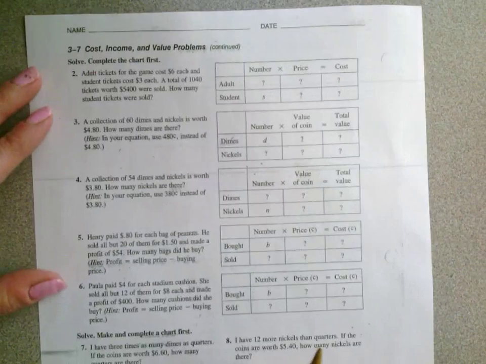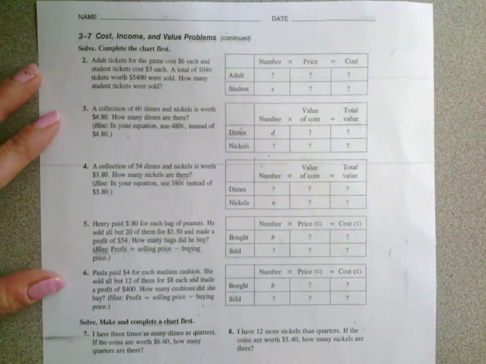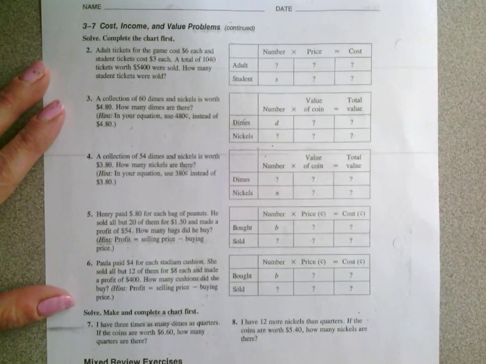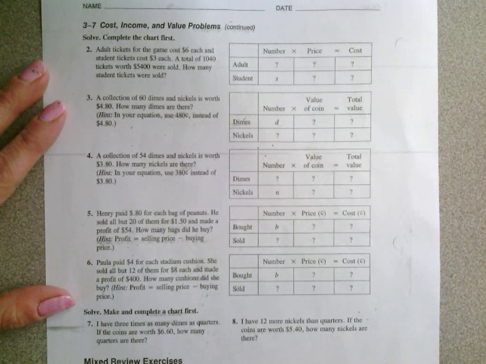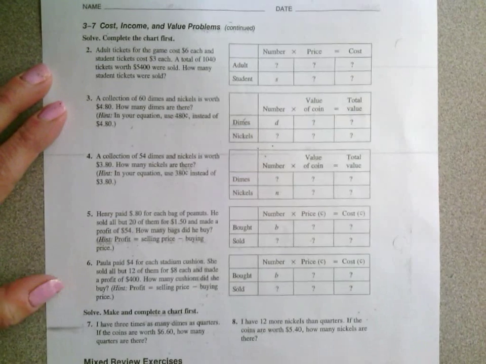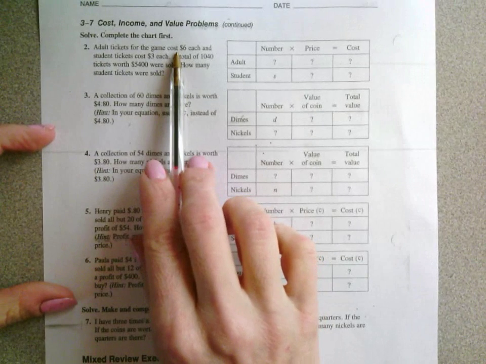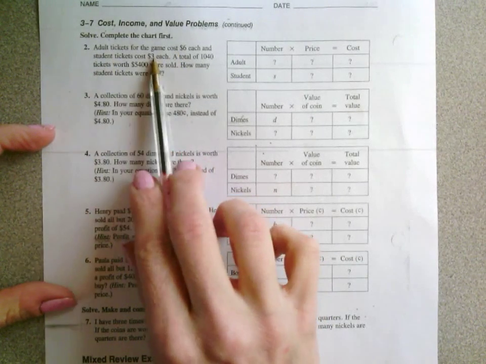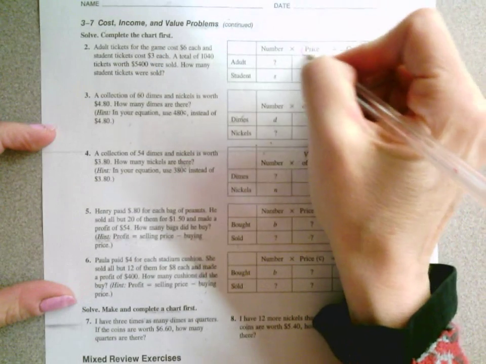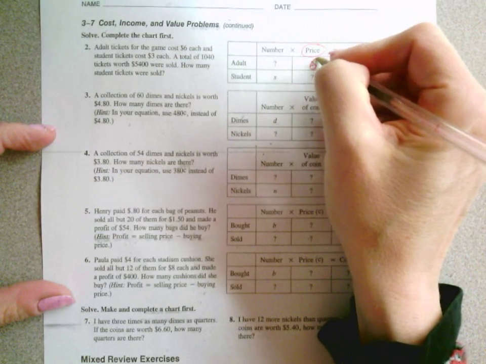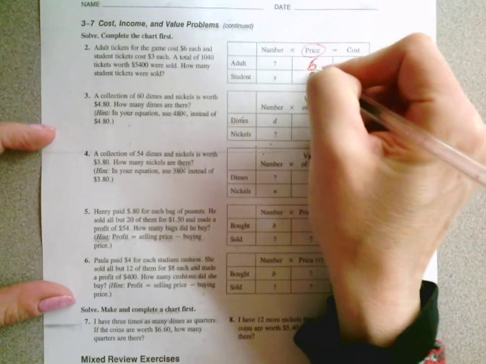Number 2 is almost the exact same thing, guys, except instead of purchasing baseball hats, we are purchasing tickets. And I know as you do these, you might have to cram your information elsewhere, but adult tickets cost $6 each. Student costs $3. Should we fill that information in over here? Adult is 6. Bless you. Student is 3.